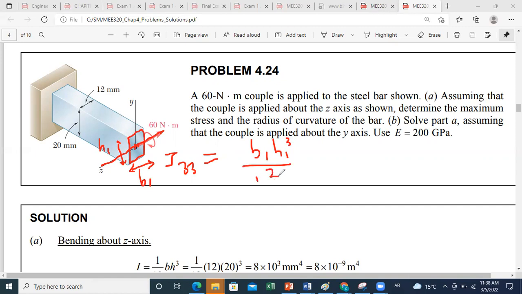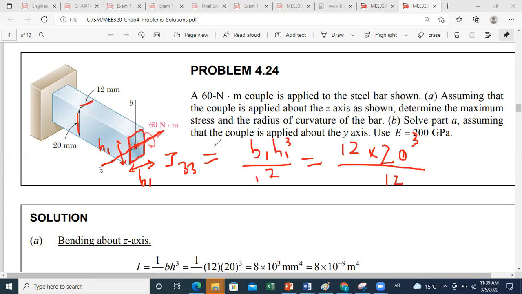b1 here is equal to 12 millimeter. h1 is 20. So the inertia about the axis is 12 times 20 cube over 12. Now here, of course, no need for a parallel axis theorem because we just have a rectangle, so the neutral axis will pass by the centroid of this rectangle.